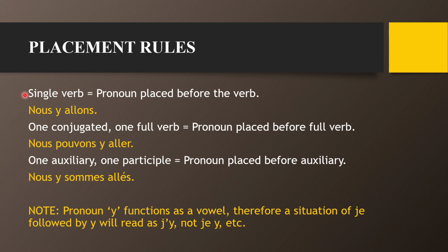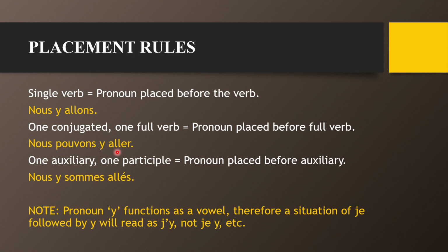One is when you just have a single verb in the sentence, then the pronoun gets placed before that verb. So for example, in the sentence nous y allons, where allons is the single verb, Y is placed before it. So we go there, nous y allons. If you have one conjugated verb and one full verb, then the pronoun gets placed before the full verb. So nous pouvons y aller. Can you see how pouvoir is conjugated here as pouvons? Aller is the full verb. Whenever you have a full verb in the sentence, the pronoun is placed before it.